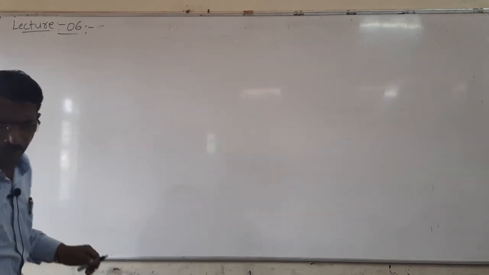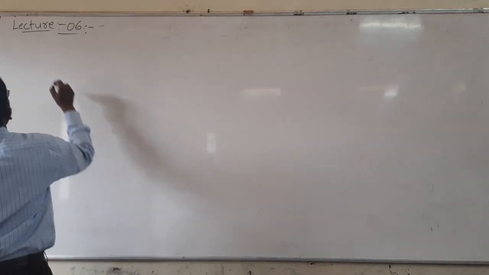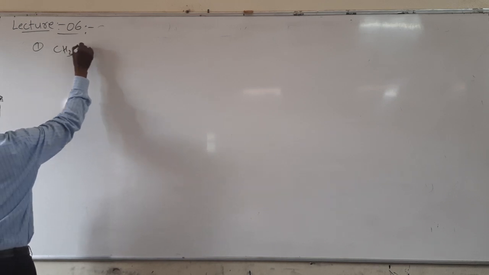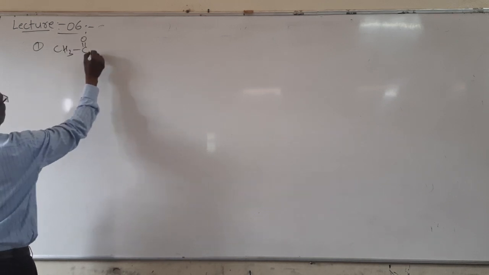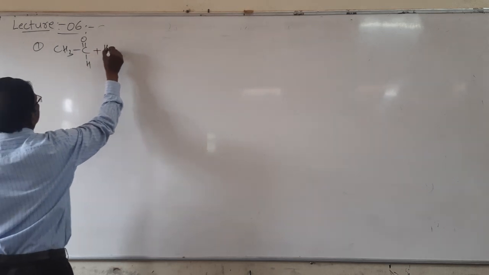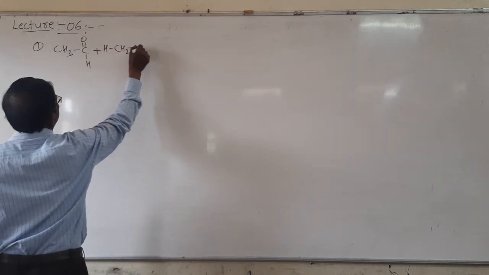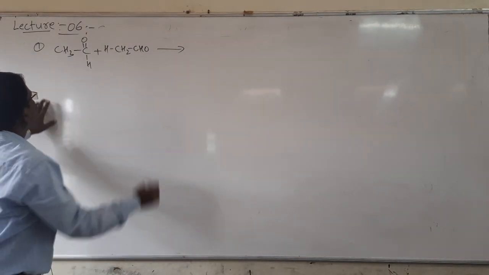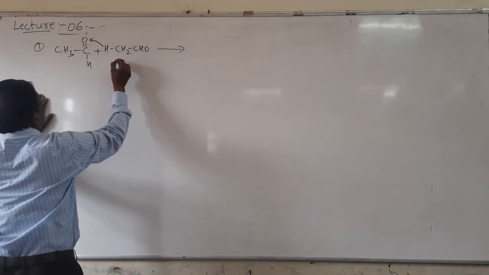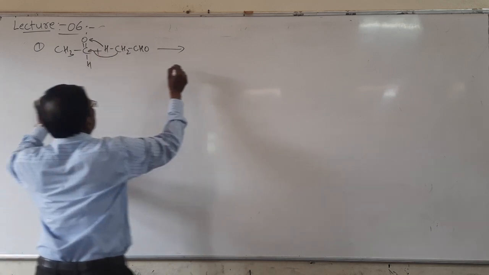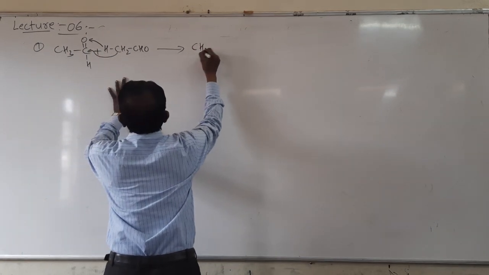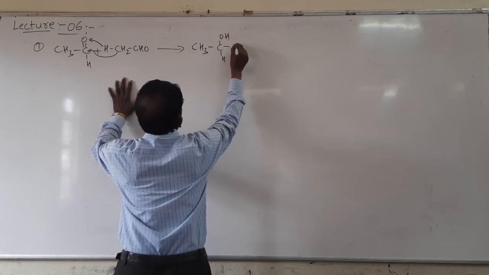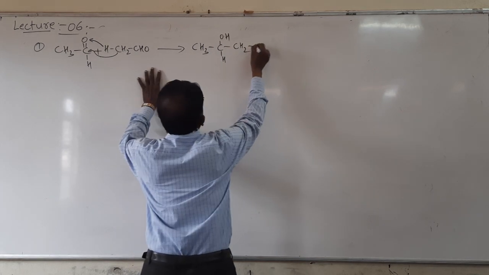Look here. I will write number one. First one, look here: CH3, C double bond H, plus I will write another CH2, CHO. Look here students, this OH attacks here and then here it forms CH3, COH, H, CH2, CHO.